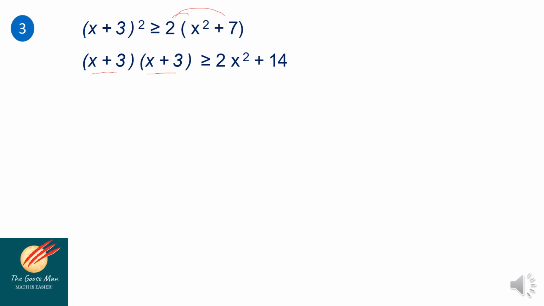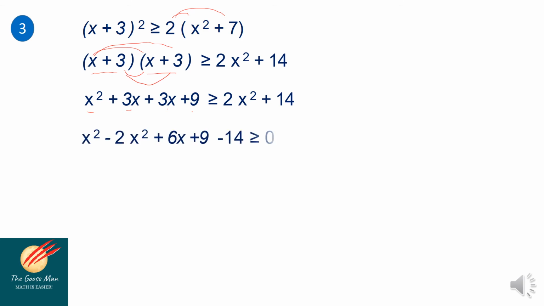Simplifying it further, I have now x times x is x squared. X times 3 is equal to 3x. Then 3 times x is 3x. Then 3 times 3 is equal to 9. It's greater than or equal to 2x squared plus 14.